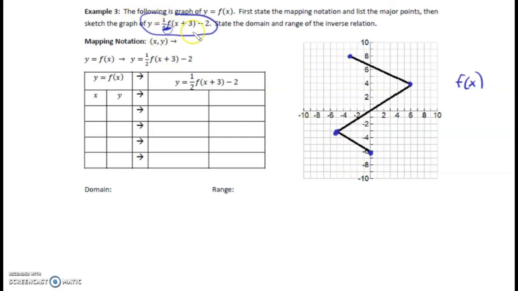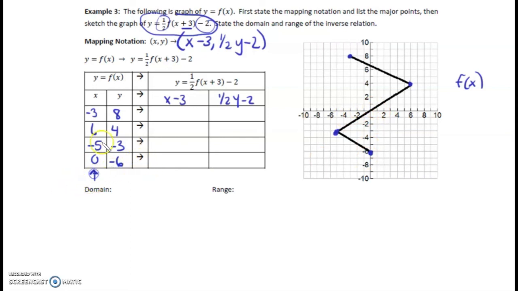Okay, you notice how there's an f here, that's the general function. So first of all, this mapping notation, it's going to go left 3. So we're going to subtract 3 from the x's. Then we're going to go 1/2 y minus 2. Okay, so the points, -3, 8, and then it goes to 6, 4. Then it goes to -5, -3. Then it goes to 0, -6.